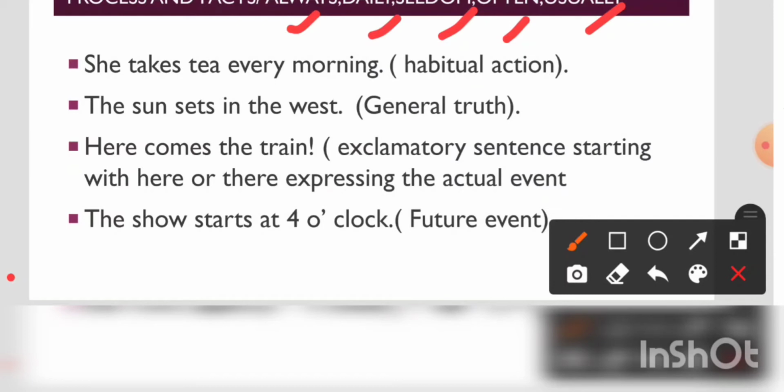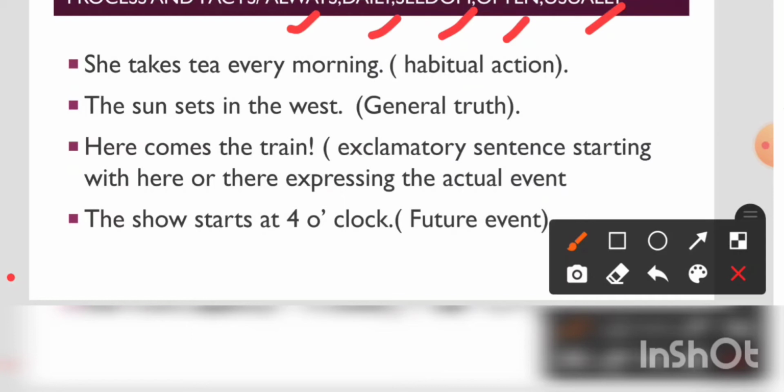There she goes. So, such sentences express what is happening actually at the moment of speaking. So, here comes the train means the train is coming. So, we have used here present simple tense. The show starts at 4 o'clock, future event.